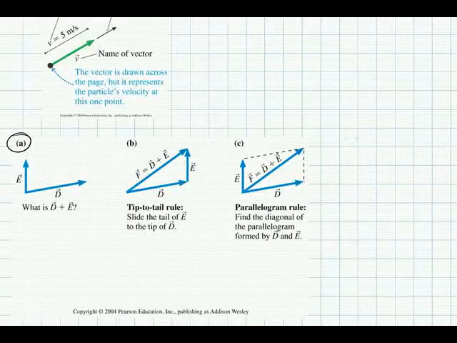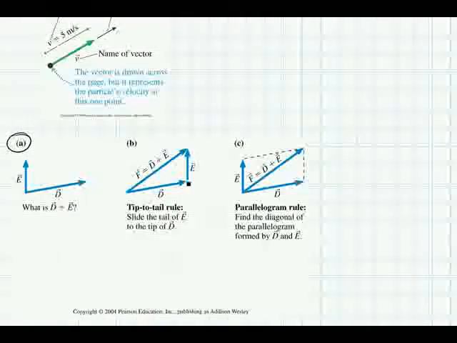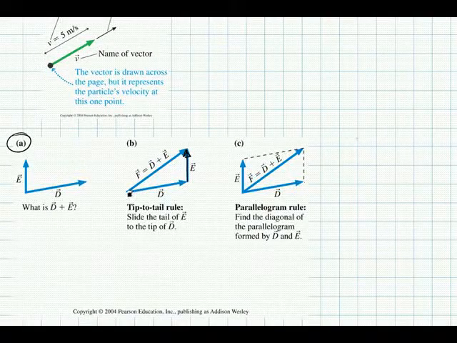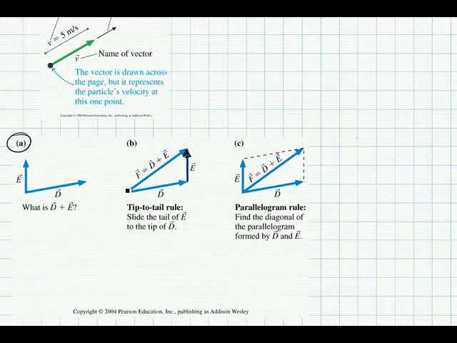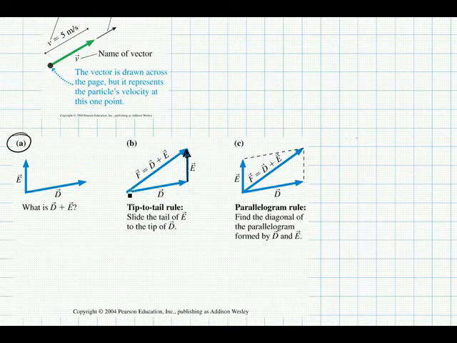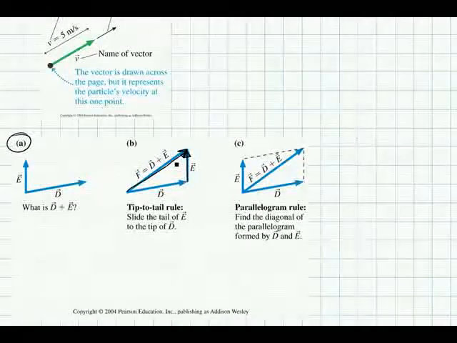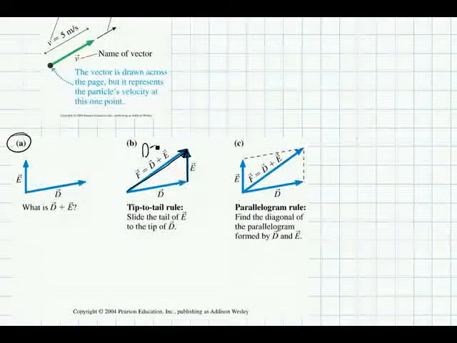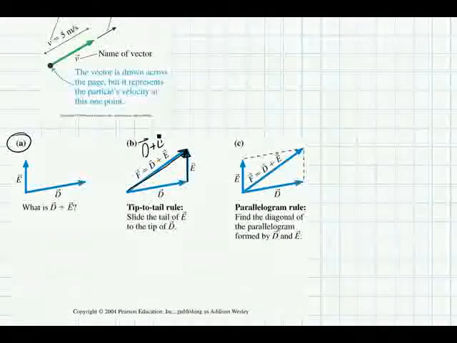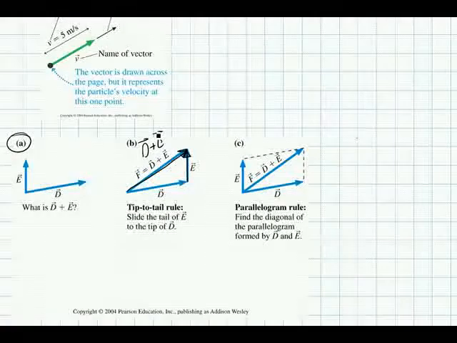One is the tip to tail rule, where you add vector E to the tip of vector D, and then the vector formed by drawing a vector from the tail of the first, or the tail of D, to the tip of E, is the sum, D plus E. I use two little arrows on top of each letter to indicate that both D and E are vector quantities.